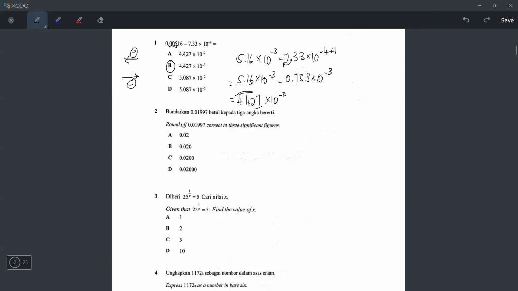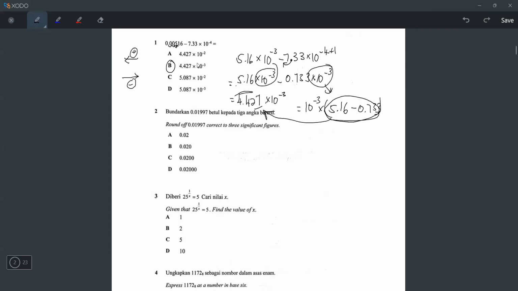Let me explain a little bit. Once the power is the same, once the 10 power -3 is the same, you can factorize out, which means you take out the 10 power -3 from this part. When you take it out, it is left with 5.16. And then same thing here. The minus here, I will just follow. And then you take out the 10 power -3, you are left with 0.733. And then you just press this in your calculator and you get this. Alright, so this is the answer.